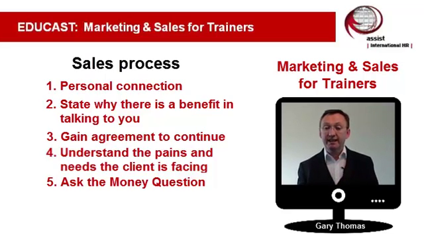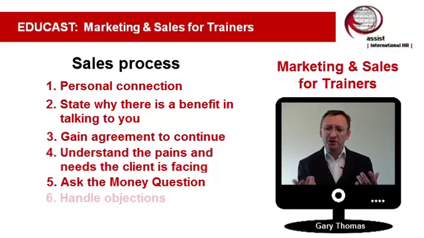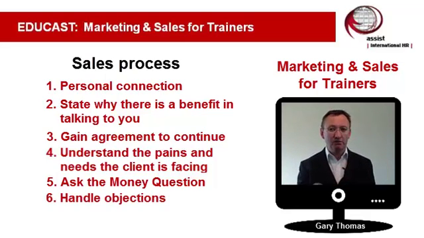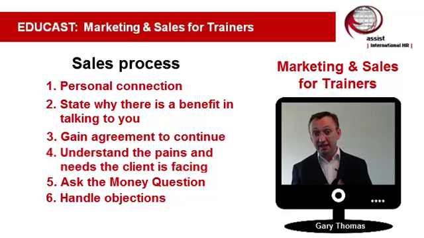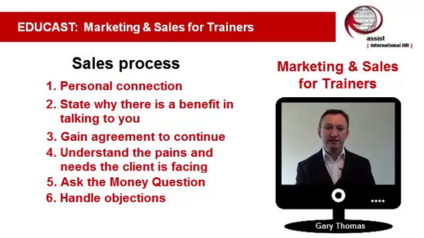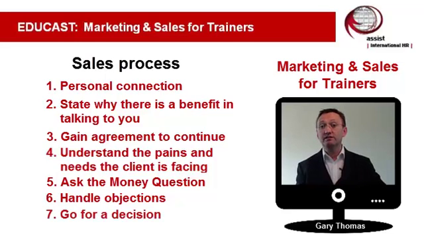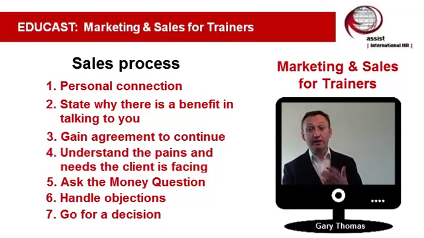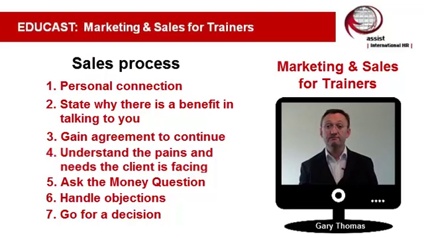Step 6, handling the objections, the concerns, the mismatches between what you think the client might need and what the client sees as their perceived or implicit or explicit need. And step 7, winding it down, bringing it together, helping the client to reach a decision to buy your training, product or service off you.